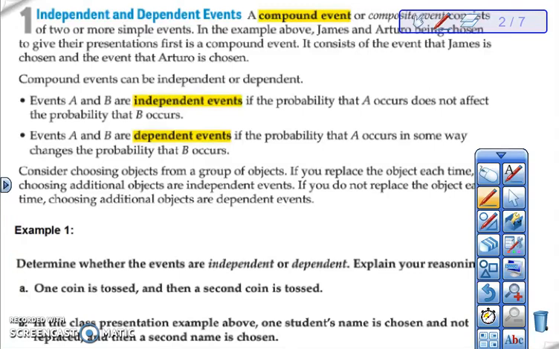We're going to be looking at what's known as compound events, which means we're going to be looking at probabilities that multiple things happen at the same time.